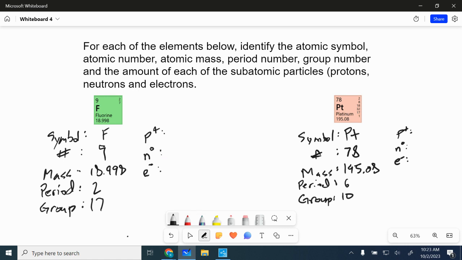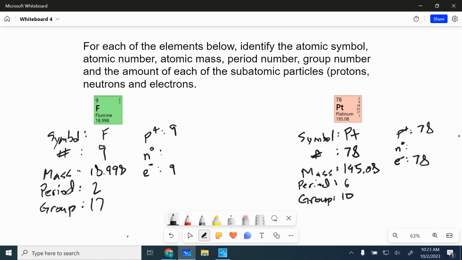Okay. So, protons are really easy to find because they're equal to the atomic number. So, for fluorine, there's 9 protons. For platinum, there's 78. Sorry, I said palladium, I mean platinum. Electrons, because these are neutral atoms, the electrons are going to be equal to the number of protons. So that's also going to be 9 and 78.